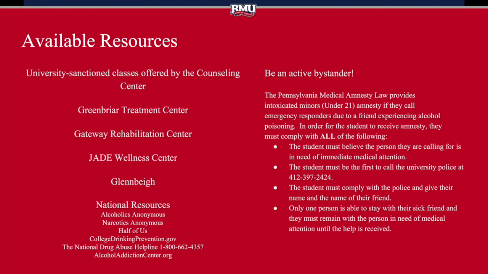Pennsylvania Medical Amnesty Law provides intoxicated minors under 21 amnesty if they call emergency responders due to a friend experiencing alcohol poisoning." In order for the students to receive amnesty, they must comply with all of the following. The students must believe the person they are calling for is in need of immediate medical attention. The student must be the first to call the university police at 412-397-2424. The student must comply with the police and give their name and the name of their friend. Only one person is able to stay with their sick friend, and they must remain with the person in need of medical attention until help is received.